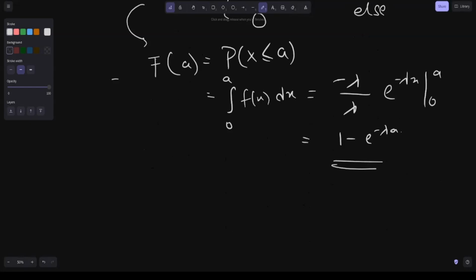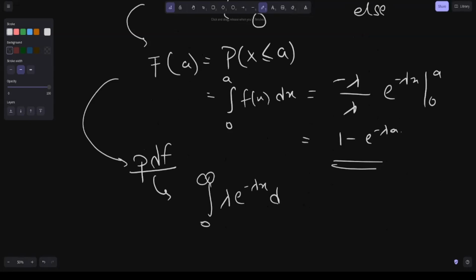Now we also have to check if this is a probability distribution function. If it is a PDF, the simple check is the integral from 0 to infinity of lambda e to the power minus lambda x dx. It will be just this thing. We put in e to the power minus infinity, which is close to 0, so this becomes 1. So it's a PDF.